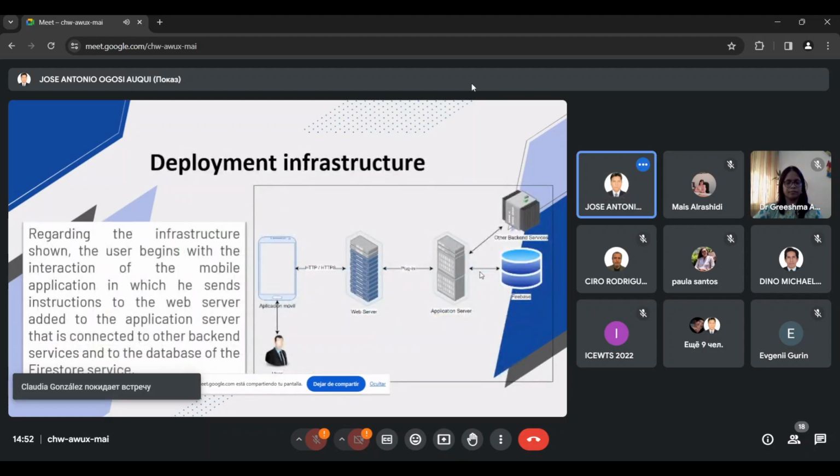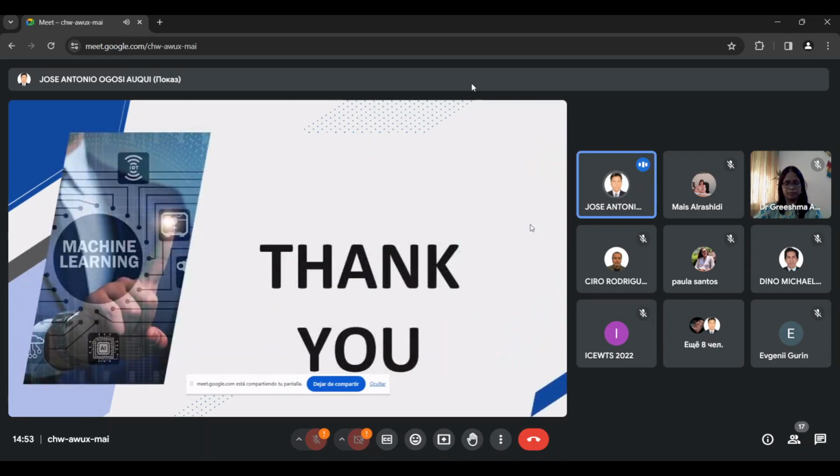Well, this is the process, and this is the playback instruction. Well, this is the mobile application, HTTP. These are the protocols, web server, application server, and Firebase, database, another backend service, like I was saying in the last information. Well, that's it. I hope you enjoyed my exposition, my information. This is a model that we are implementing here in Peru. Thank you very much. See you soon.